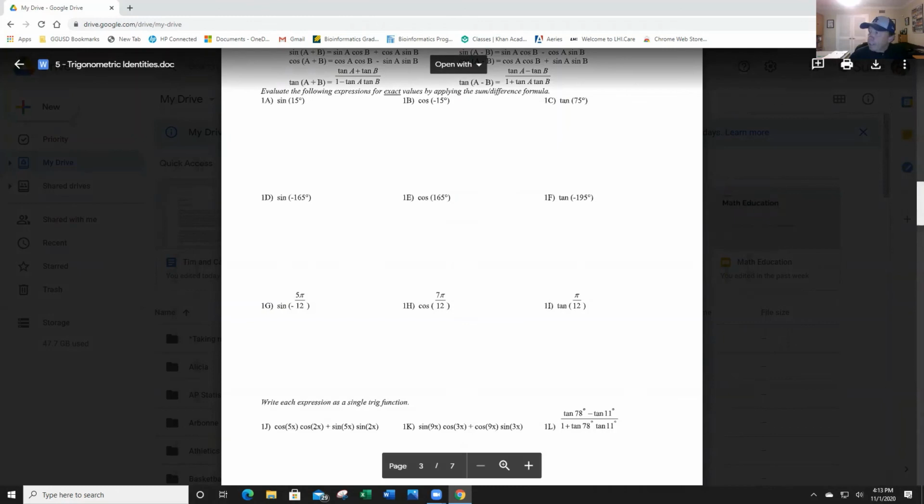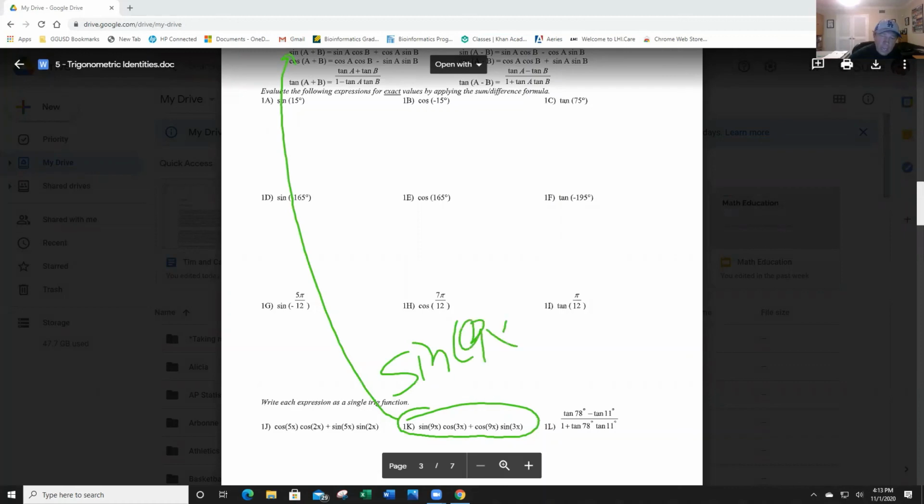Next one is going to be sine cosine plus cosine sine. Sine cosine plus cosine sine. That is up here. That is the sine of a plus b. So I'm just going to go the sine of 9x plus 3x, and that equals the sine of 12x. No problem.